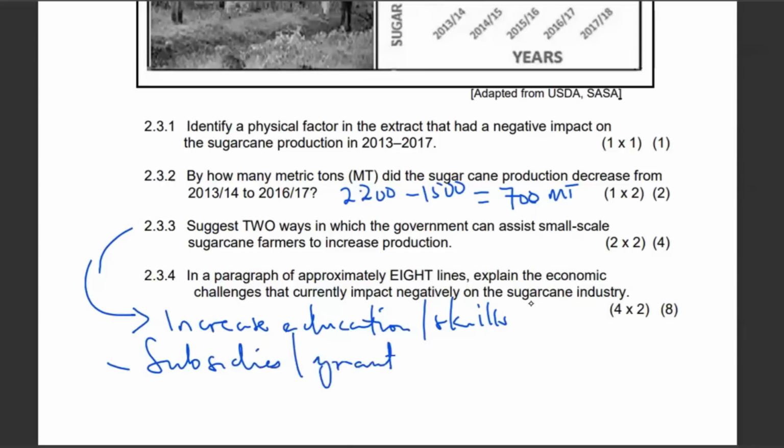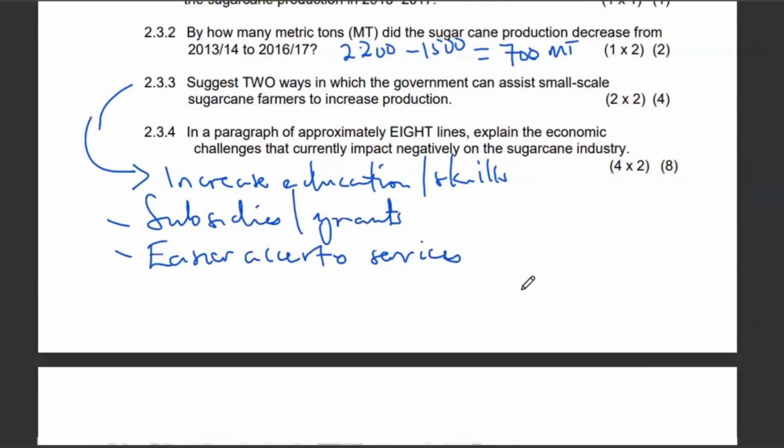Then they also need support through subsidies or grants. If the government can chip in to support those farmers through subsidies and grants, then the government might be in a position to assist those farmers. And also easy access to services. If those farmers have easy access to services or facilities, they can enhance their productivity or their businesses.